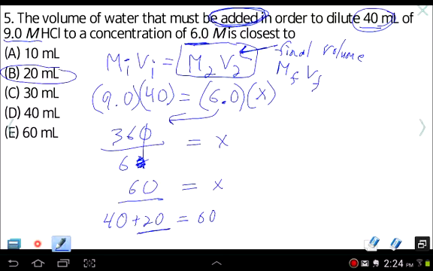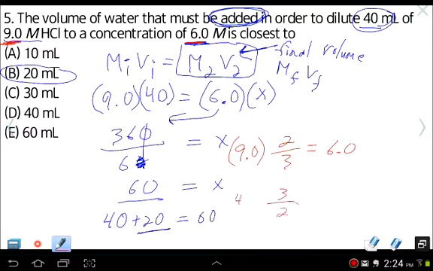Another way of looking at this, if you want, you can actually logically see it. We're going from a molarity of 9 down to a molarity of 6, so we're decreasing the molarity by 2/3. In other words, 9 times 2/3 will give us 6.0. If you can kind of see that, because 6 is 2/3 of 9, which means our volume must increase by that much. Our volume must increase by 3/2.